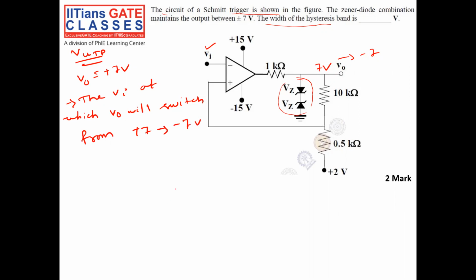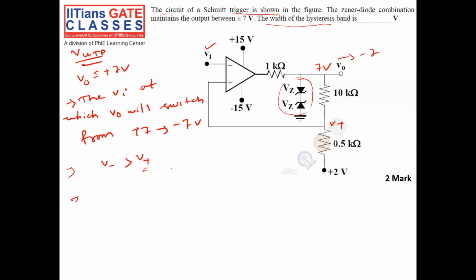So how to calculate that? This is like a simple comparator. For changing my output from plus 7 to minus 7, my V negative should be more than V positive. This is the condition to switch my output to minus 7 from plus 7. Whenever V negative is more, my output will be negative; whenever V positive is more, my output will be positive in a comparator. Now what is V positive? This is V positive.